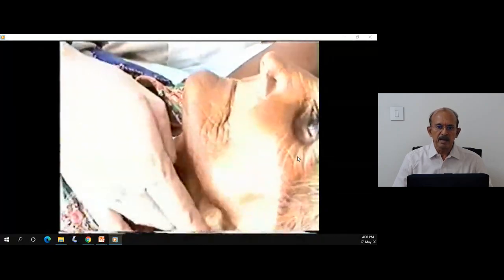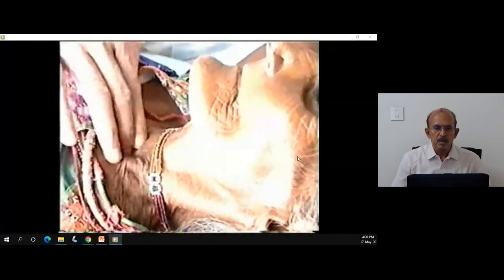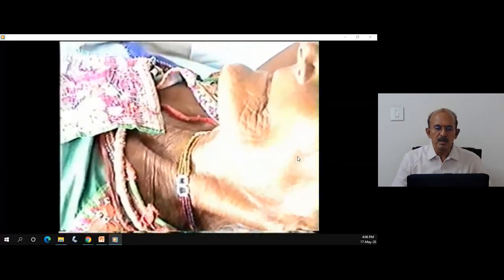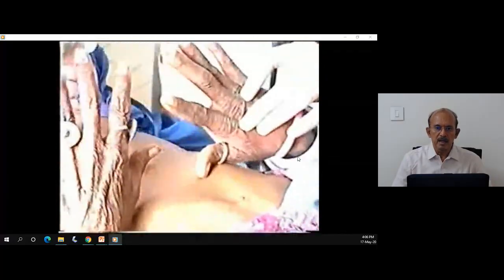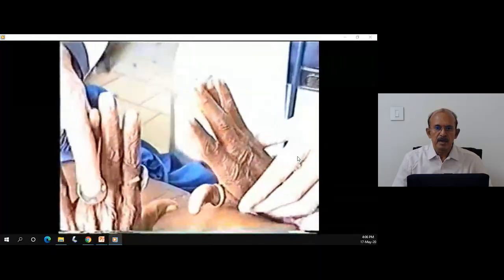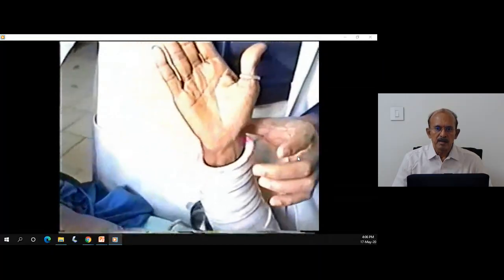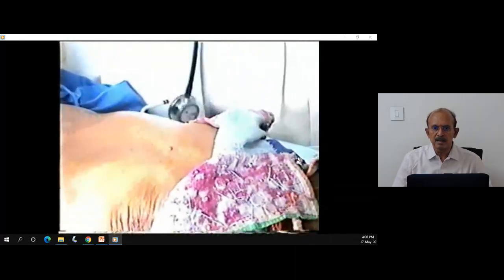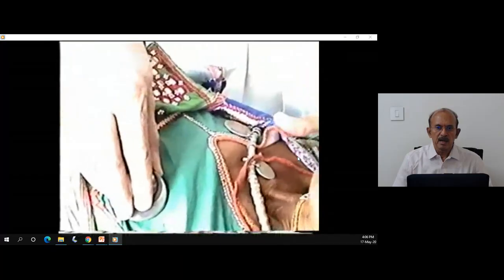So examine on the right side, because out of 700 to 800 lymph nodes in the body, 300 lymph nodes are there in the neck itself. That's why you have to examine the cervical lymph nodes in every case. Examine the palms, nails, the tongue, then examine for the heart and lungs.